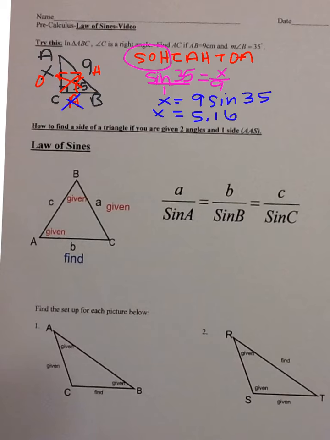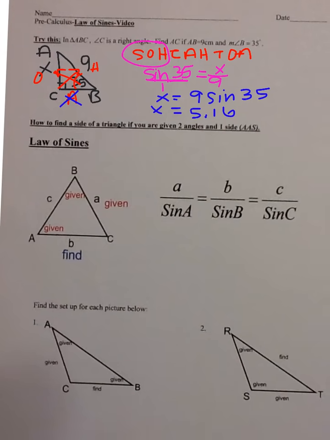Okay, so now we can find the missing side of a triangle if you have a right triangle. So what I'm going to show you now is that you can actually find the missing side of a triangle if you're given any triangle, if you're given two angles and a side. So remember in geometry, you prove triangles congruent by angle, angle, side. So that's what we have to have. We have to have two angles and one side. So we need angle, angle, side.